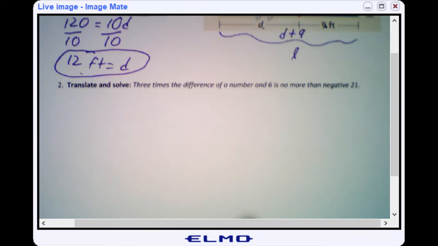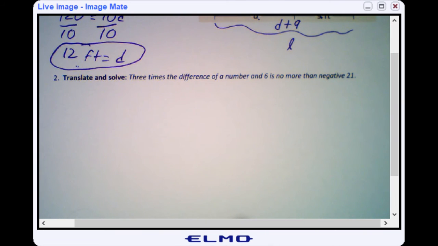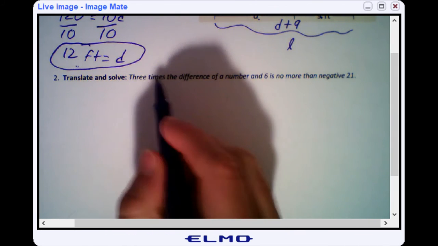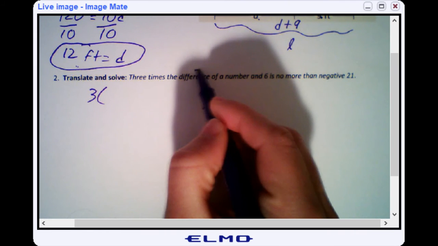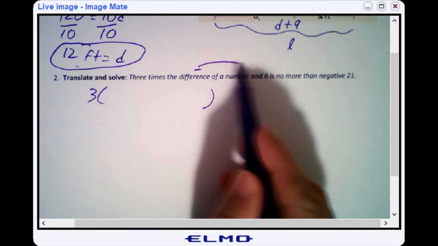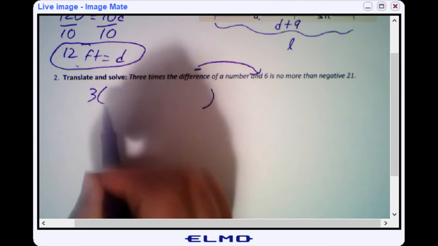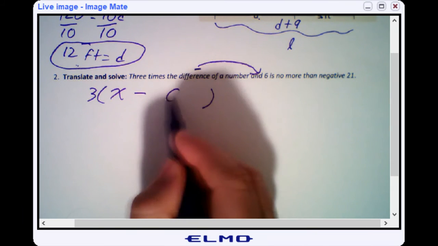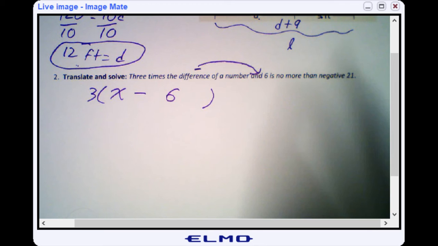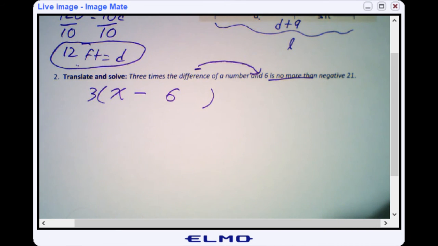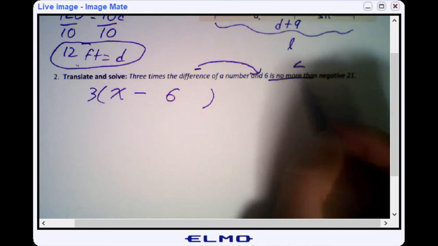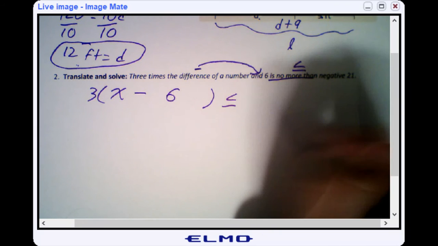For 2, we're going to translate and solve. 3 times the difference of a number and 6 is no more than negative 21. So I see 3 times the difference. So I know that it's going to be 3 parentheses. Difference means subtraction inside parentheses, and the subtraction sign is going to go where the word and is. So of a number, x minus 6 is no more than. Because of this word is, it's going to be some kind of inequality. No more than. I can't be bigger, that means it's going to be smaller or equal to negative 21.